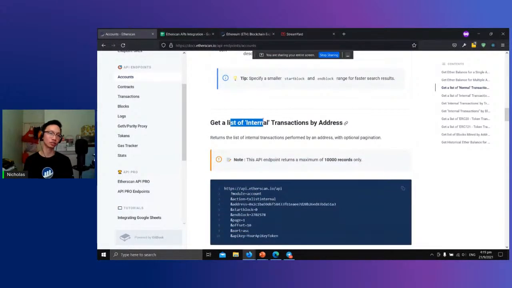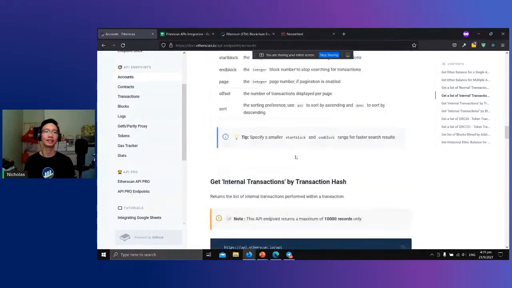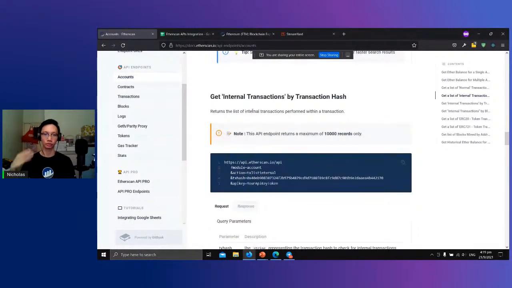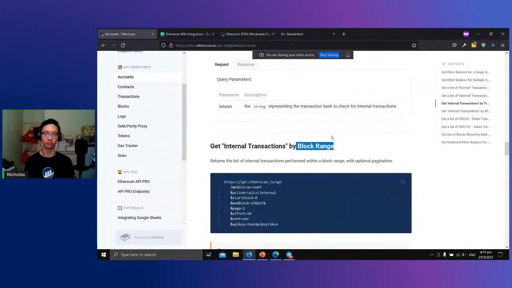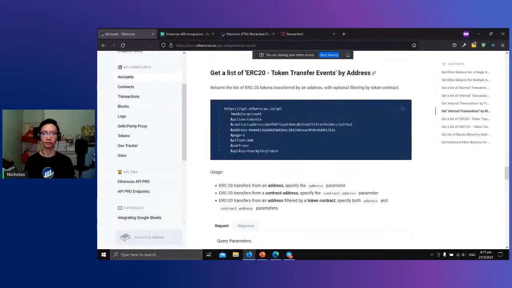Next, internal transactions. Internal transactions are transactions that are performed by other contracts. For example, when two contracts interact, they produce what is called an internal transaction, and you can look them up using Etherscan. Next, these are the same internal transactions, just that you're using a transaction hash to query for them, or a block range.